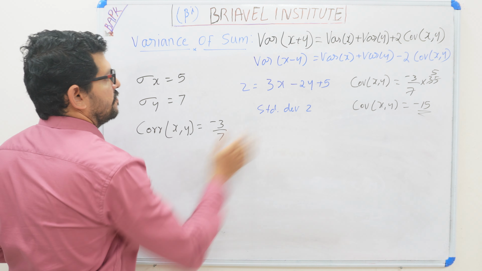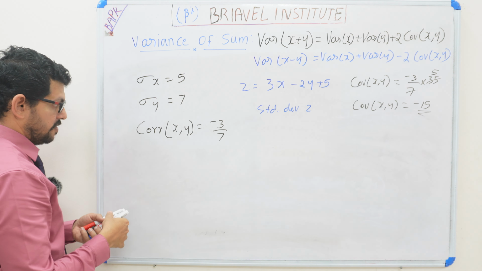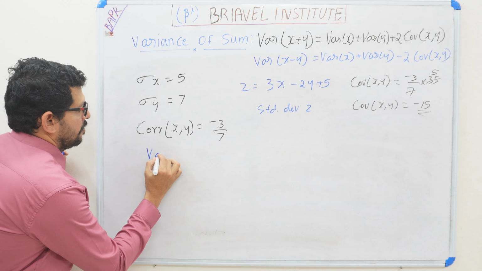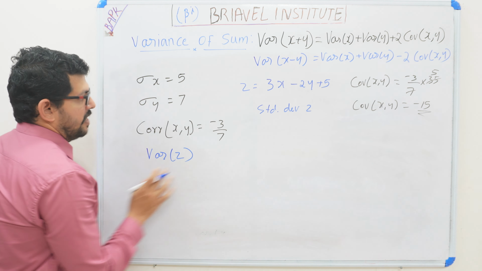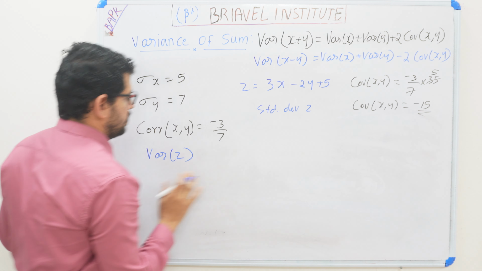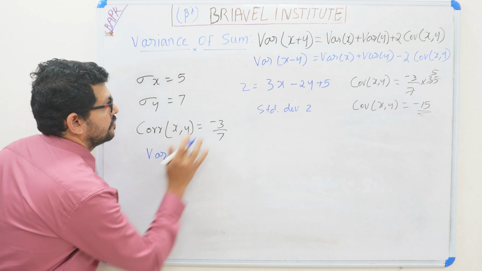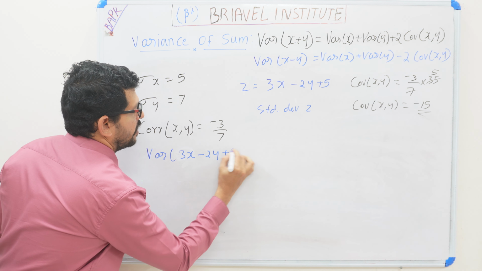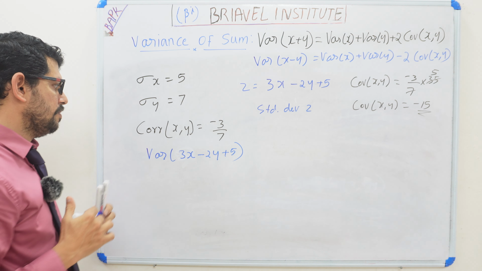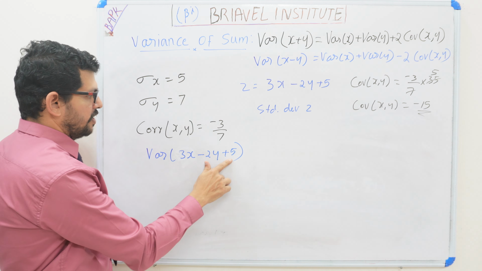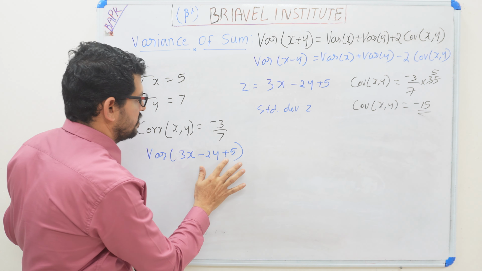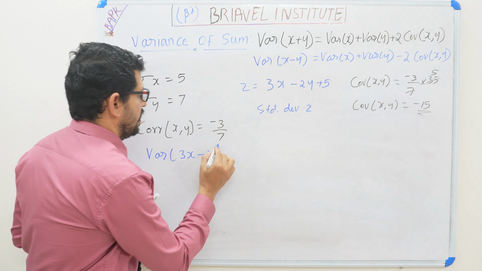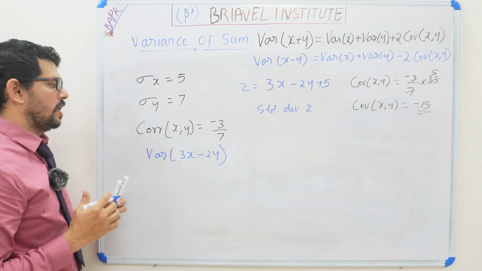Now the standard deviation of z. First we need to find out the variance of z. Instead of z we are just substituting 3x minus 2y plus 5. Here 5 is a constant, it will not affect anything, it is 0. So 5 is just removed. So variance of 3x minus 2y.